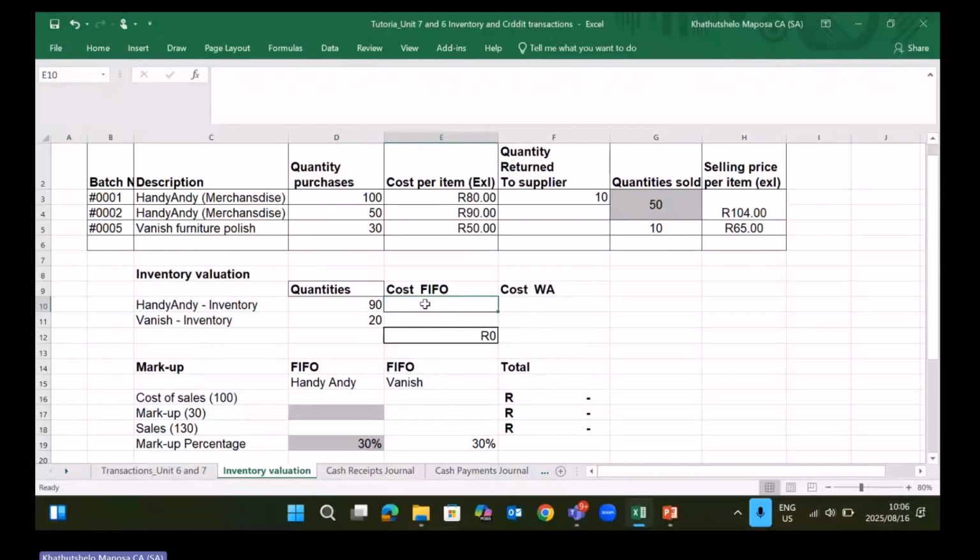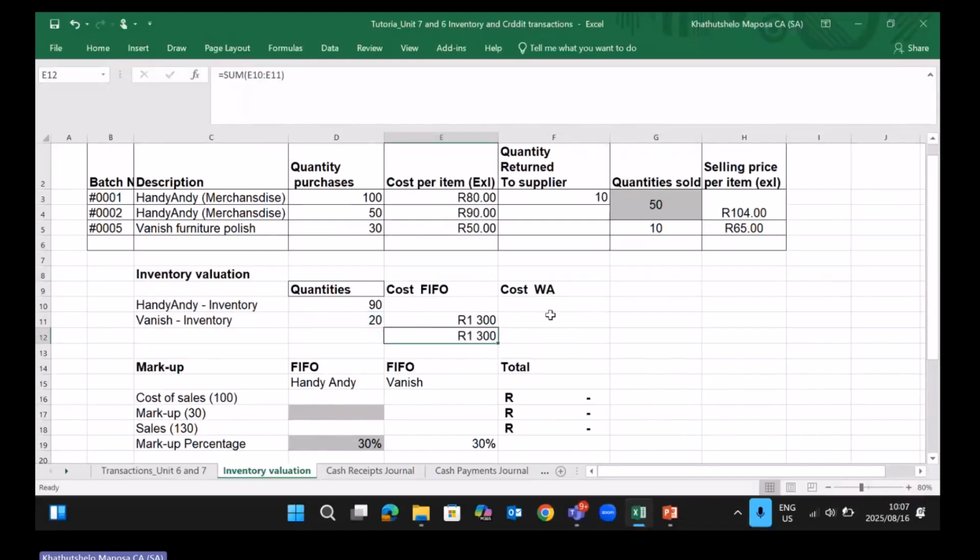Let's start with first in first out. Let's start with the vanish, which is easier. We have bought 30 and we sold 10. Then we're left with 20 that we are calculating the value of here. In order to calculate the value of these 20 vanishes, we take 20, the number left, multiplied by the cost, which is 65 rands per vanish. Then we got our answer, which is 1,300.